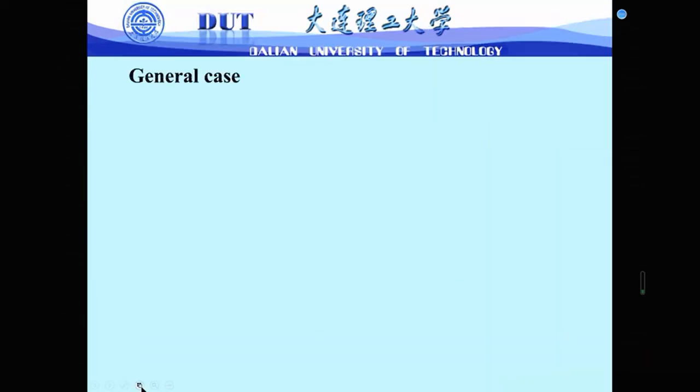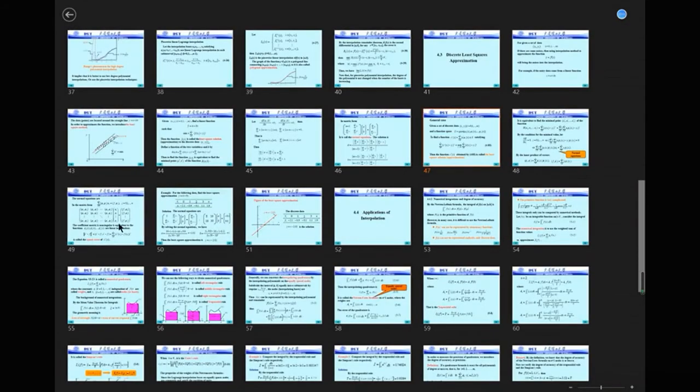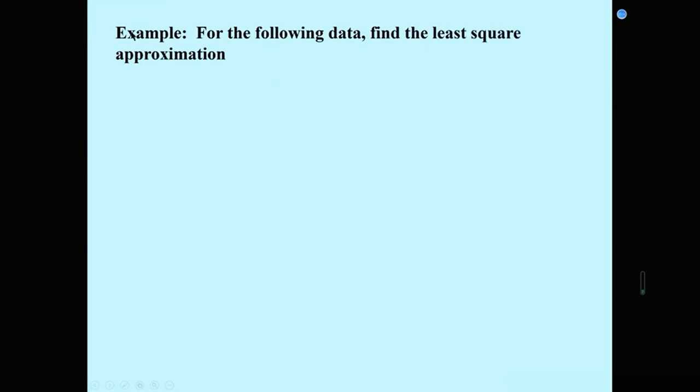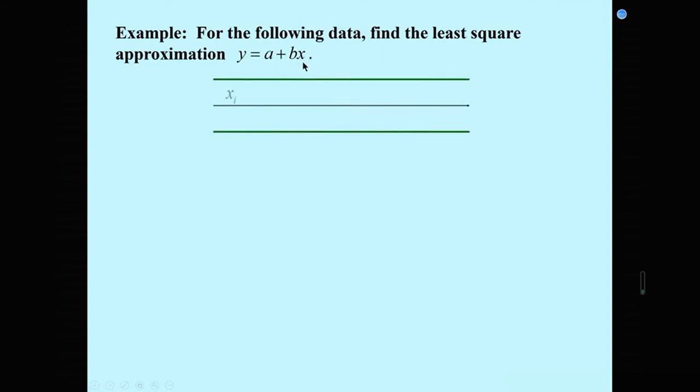Let's show you the example firstly to help you to understand. Okay, now let's come to the example. For the following data, we need to find the least square approximation y equal to a plus bx. Actually, here should be y hat. It's better to use the same symbol. Okay, y hat. Now, we are given these data points.